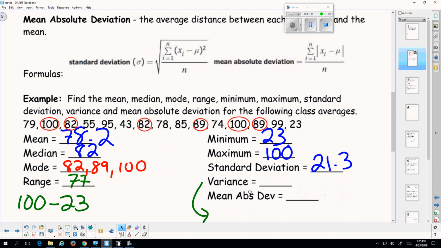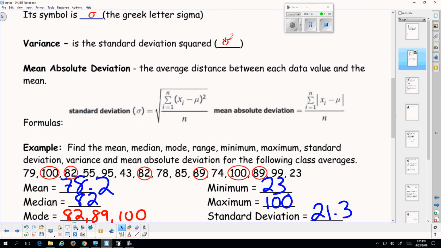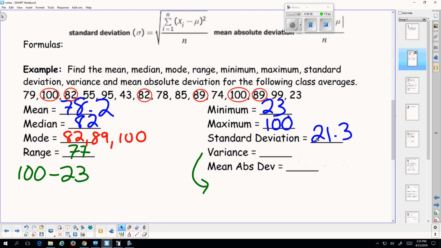And variance isn't real hard to find either, because all you have to do for variance is just square the standard deviation. So I'm going to take my standard deviation and square it. And that should give you 453.69.